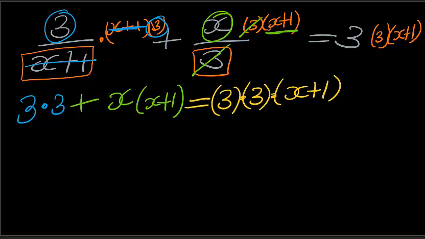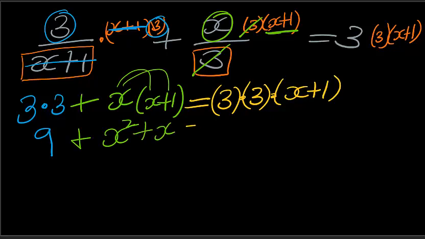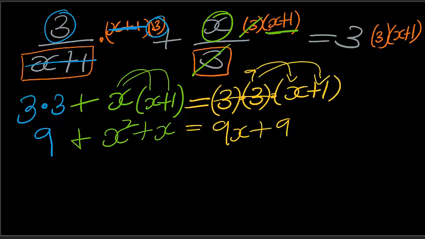Okay, now let's calculate. 3 times 3 is 9. X times x is x squared. X times 1 is x. That is equal to 3 times 3 is 9, so this is 9. 9 times x is 9x, and 9 times 1 is 9. Again, I notice that I have a quadratic, so I want to have term 1, 2, 3 equals 0.